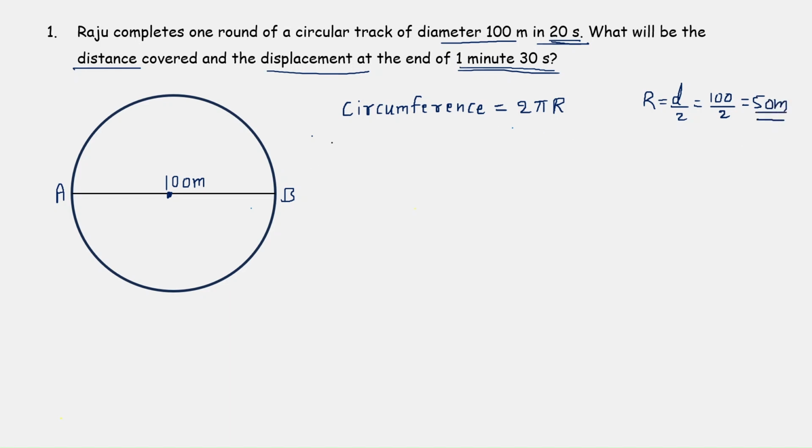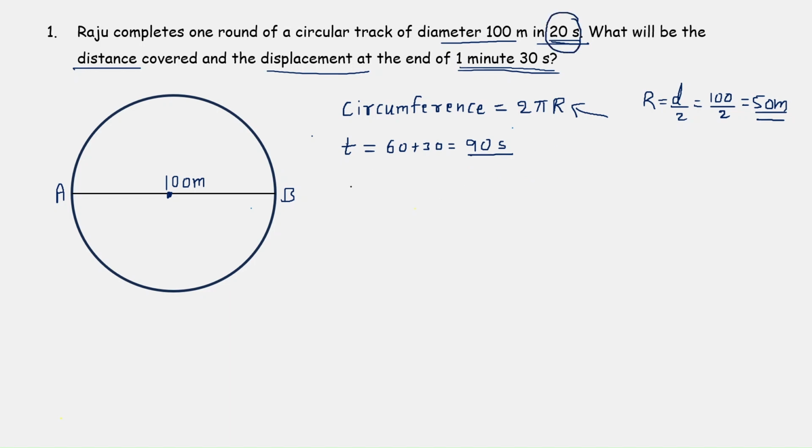Okay, so next, what else we have to do? We just have to substitute in this. So that is for one round, but they have given 1 minute 30 seconds. The total time they have given is 1 minute 30 seconds, which is 60 plus 30. 1 minute equals 60 seconds, so 90 seconds. So the total time is 90 seconds. He is able to complete one round in 20 seconds.